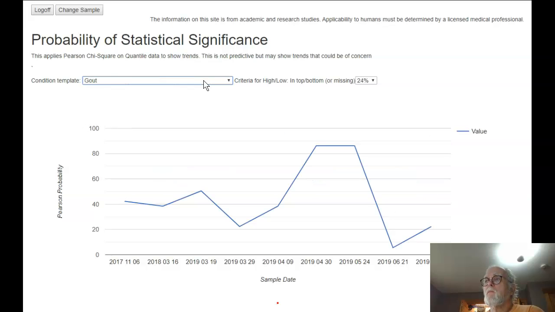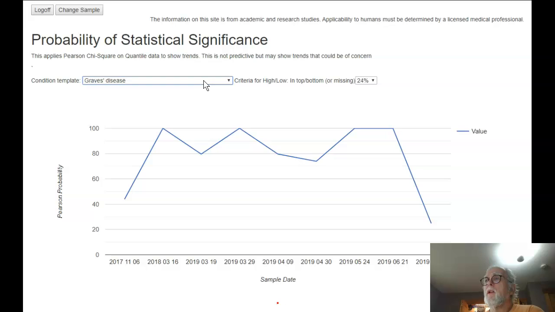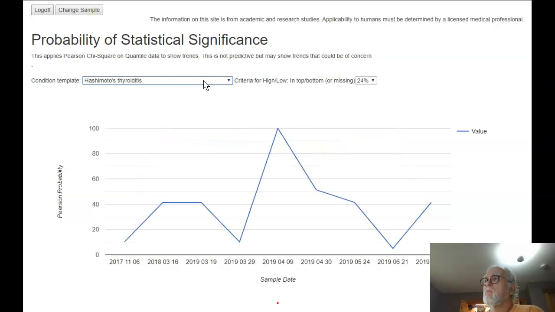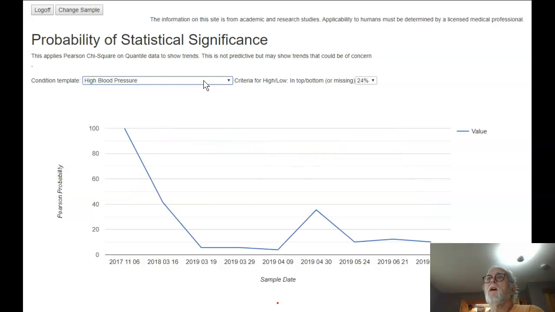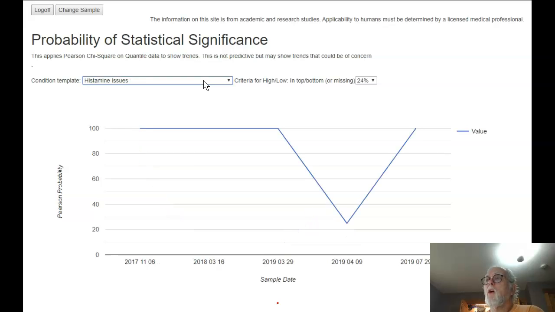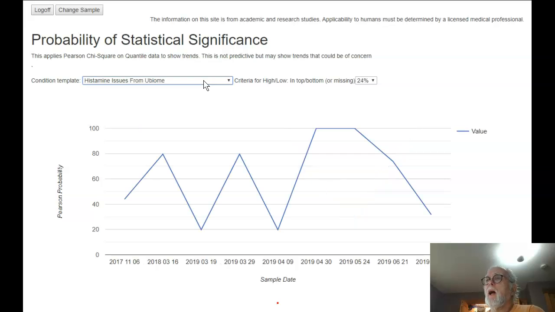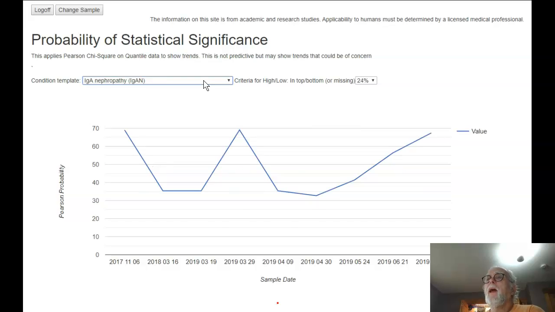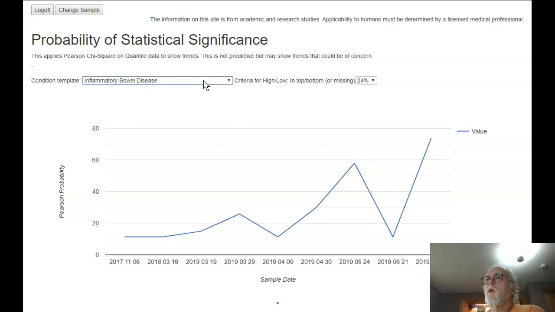Let's go through. Nothing there, nothing there. Again, nothing there, bouncing around, bouncing around. High blood pressure we saw already. Histamine issue. Looks like I may have been heading toward a histamine problem for one measurement, but that was about it. And here we have the histamine issue. Okay. And a couple more things.